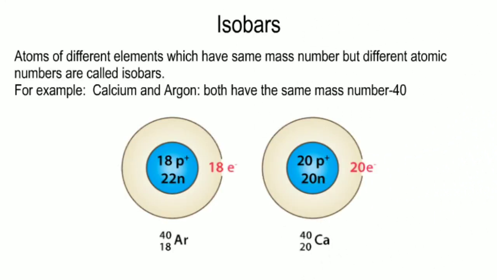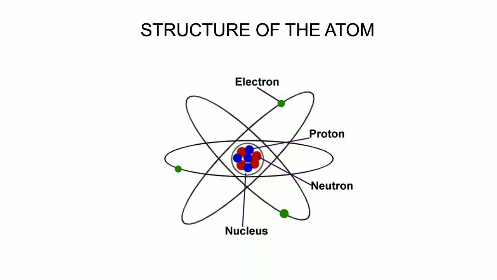Isobars. Atoms of different elements which have the same mass number but different atomic numbers are called isobars. For example, calcium and argon both have the same mass number, 40. From all these points, now we know about the structure of the atom.